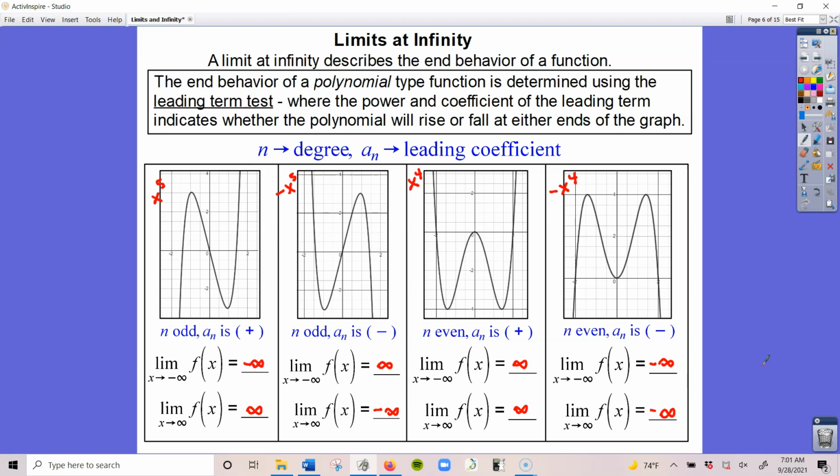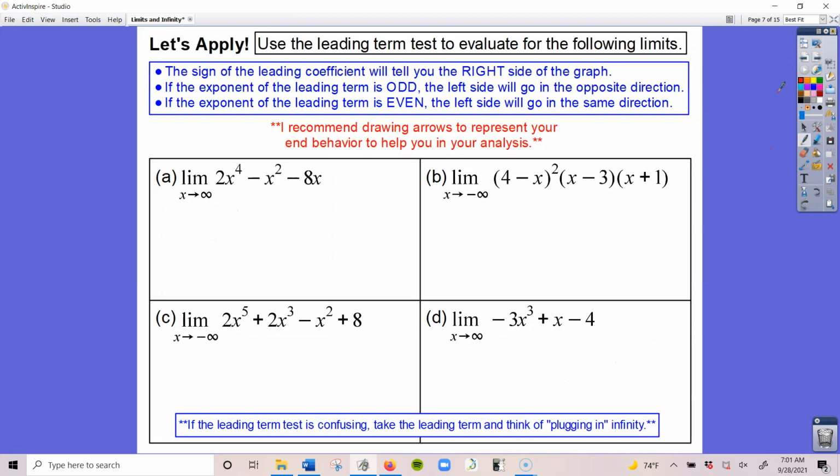So let's try and work out a couple of polynomial questions. As a reminder, the sign of the leading coefficient will tell you the right side of the graph. If the exponent of the leading term is odd, the left side will go in the opposite direction. And if the exponent of the leading term is even, the left side will go in the same direction. So always want to identify what is your leading term.